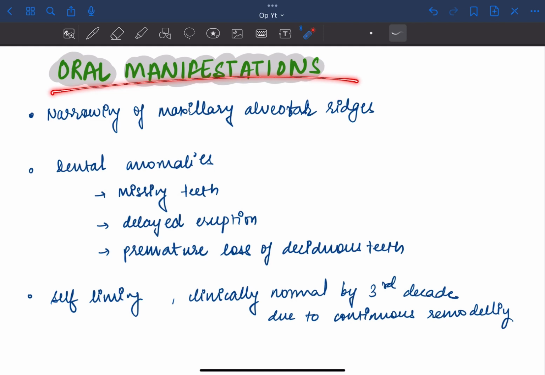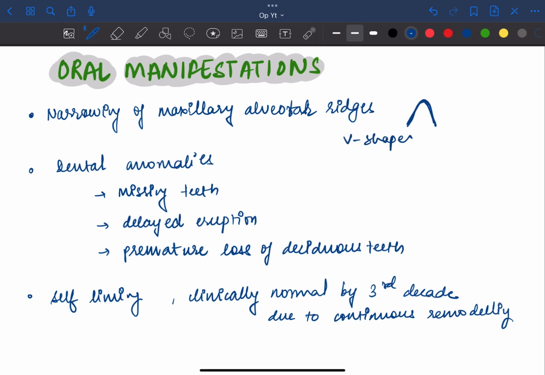Next are the oral manifestations. So there is a narrowing of maxillary alveolar ridges. The maxillary ridges turn slightly V-shaped. The dental anomalies that we see: first is missing teeth, and the most commonly missing teeth are second and third molars. There is delayed eruption and there is premature loss of deciduous teeth.